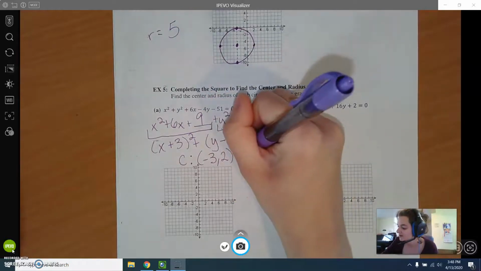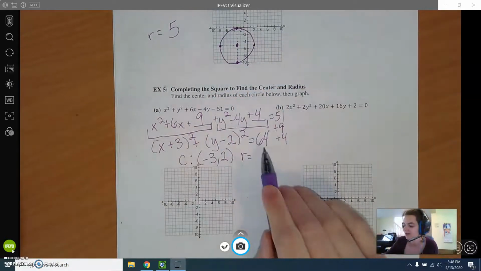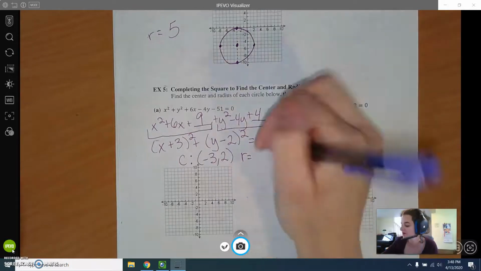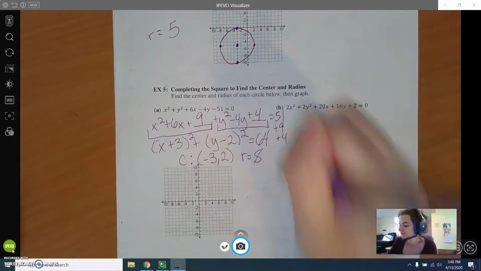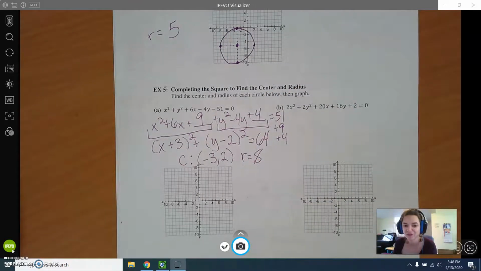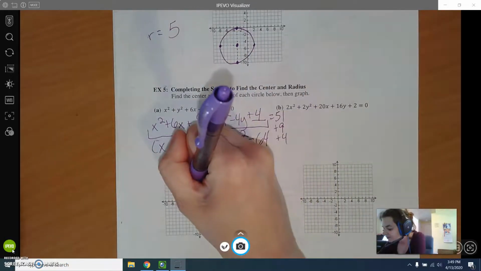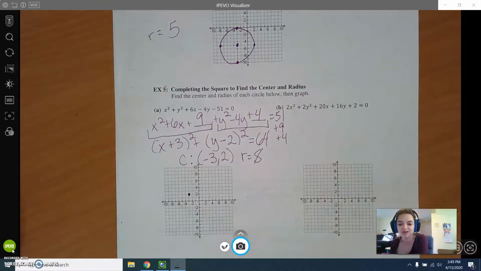For the radius, I'm going to take the square root of my r squared. So the square root of 64 is 8. Okay. Now that I have that information, I can graph it. So my center is at negative 3, 2. So put a little point here for the center.